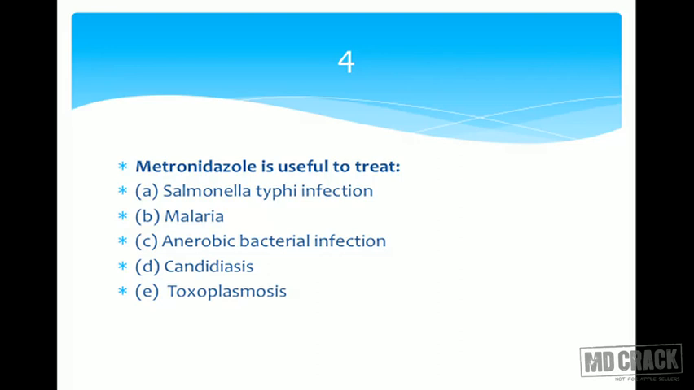Salmonella typhi infection. There will be Salmonella typhi diarrhea, or there can be typhoid fever. Have you heard metronidazole in typhoid fever? No. Next is malaria. Try to remember the classical anti-malarial drugs like chloroquine and the related drugs. In addition, you have artemisinin, artemether, sulfadoxine, pyrimethamine, tetracyclines, and metronidazole is nowhere in the list of malaria. Next one is anaerobic bacterial infection, and this is to be remembered.